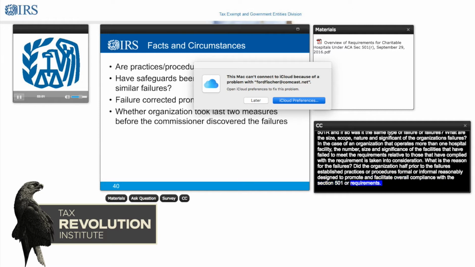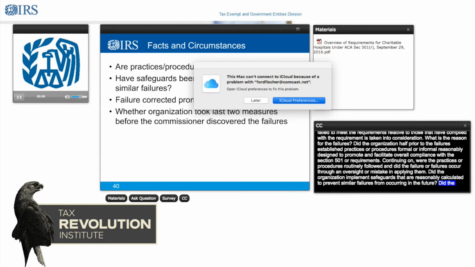Continuing on, were the practices or procedures routinely followed, and did the failure or failures occur through an oversight or mistake in applying them? Did the organization implement safeguards that are reasonably calculated to prevent similar failures from occurring in the future? Did the organization correct the failures as promptly after discovery as is reasonable, given the nature of the failures? And finally, did the organization implement safeguards and correct failures before the commissioners discovered them?